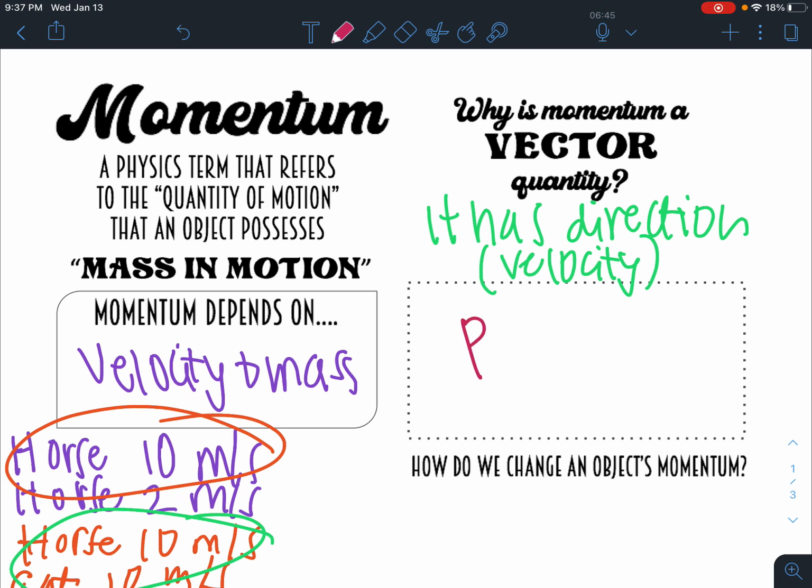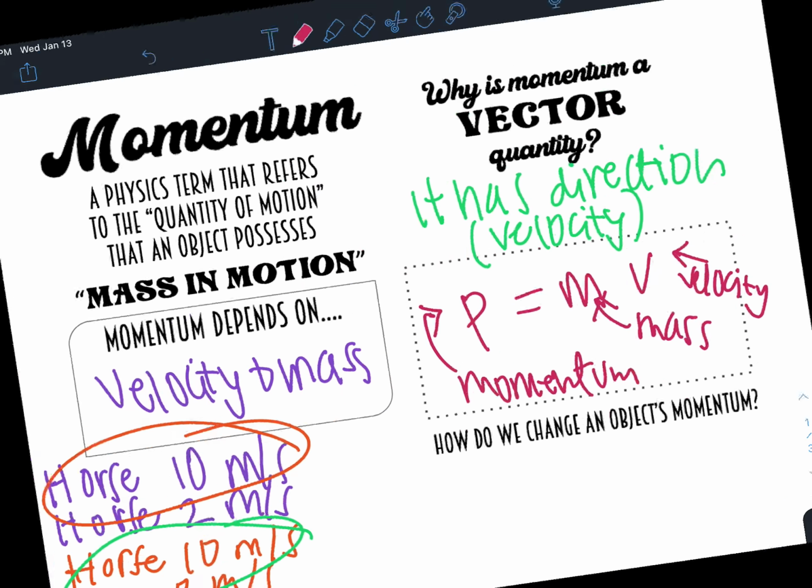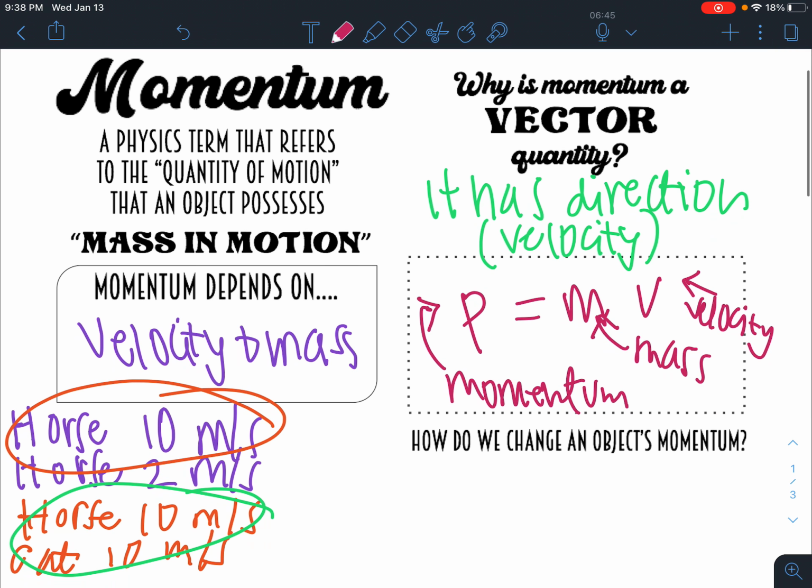Okay, so now that you have a qualitative understanding of what momentum is, let's talk about a formula for momentum. We use p equals mv. P stands for momentum. We use p because m is already used for mass, and because the Latin term for momentum starts with p. And then, of course, v is velocity.